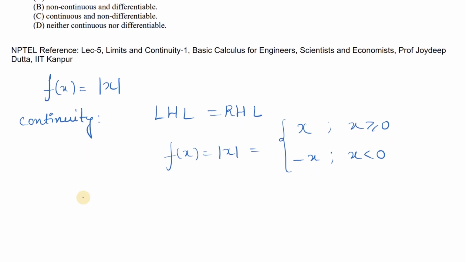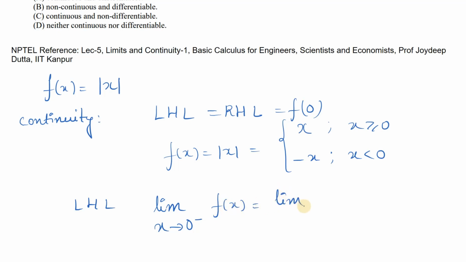Now let's find the left hand limit for this. At x is equal to 0, we need to find the limit, and this should be equal to the function at the given point. So at 0 we need to find, this will be the limit as x tends to 0 minus of f of x. When x is less than 0, the value of the function is negative x. So this will be equal to 0.